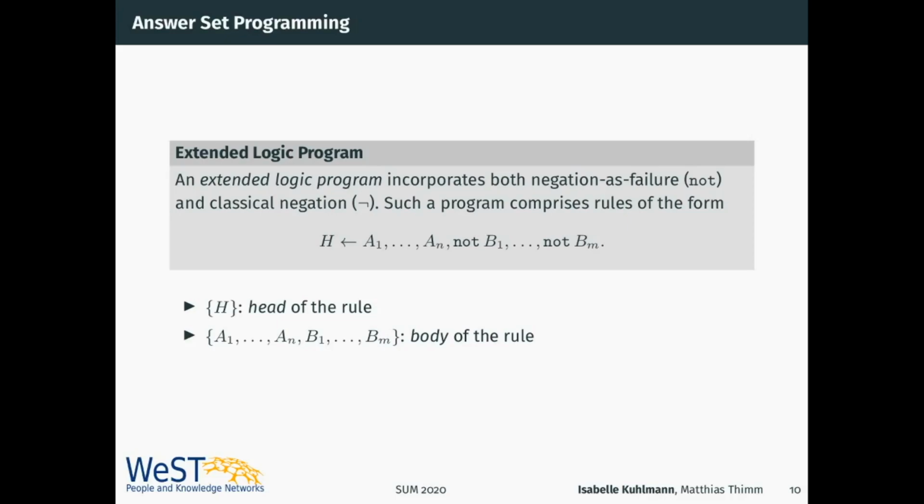So what does an answer set program look like? Well, we can also call these programs extended logic programs, because as opposed to regular Prolog-like logic programs, in answer set programming we have two kinds of negation. There's the classical logical negation, and there's also the negation as failure, or the default negation. Well, and then we can define rules of this form here. So we have the head of the rule and the body of the rule. And A1 to AN and B1 to BM as well as H are literals.